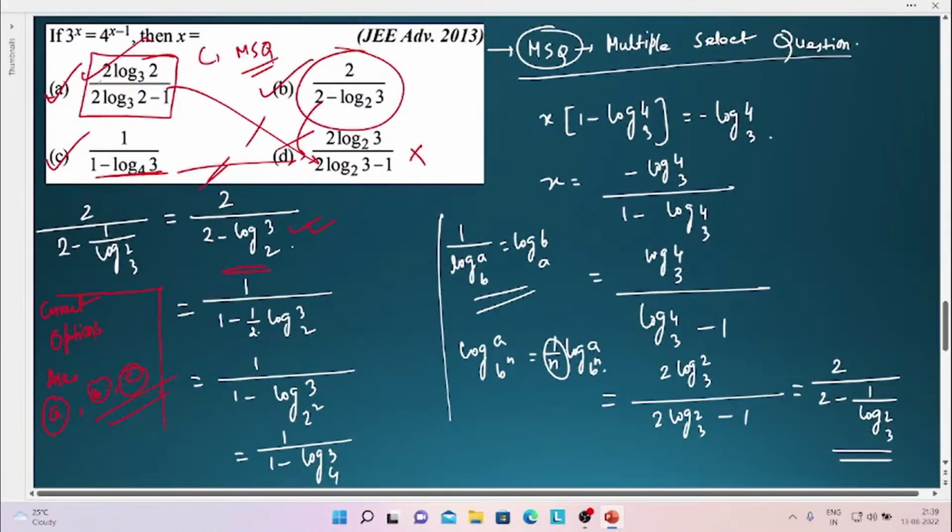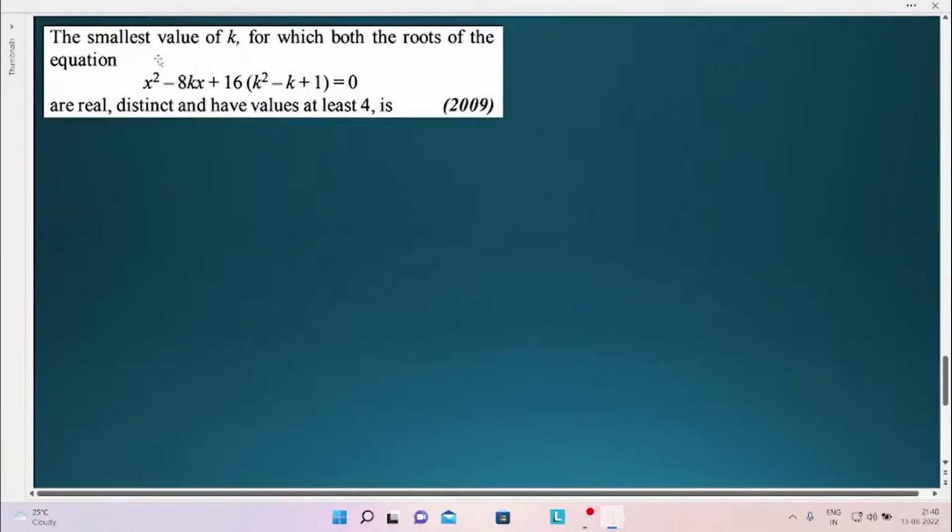Yeah, so you can understand this is also a very important question. In this particular question, we are just basically using the properties of logarithm, right? Properties of logarithm. So let me move to the next question. This is a very important question and you will learn a lot of things, right?